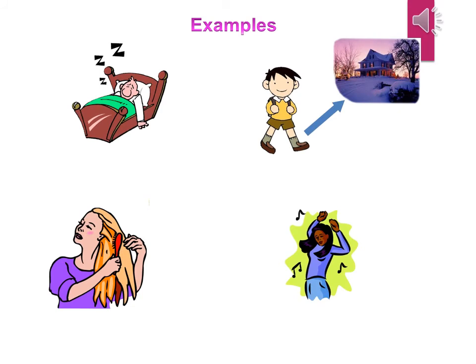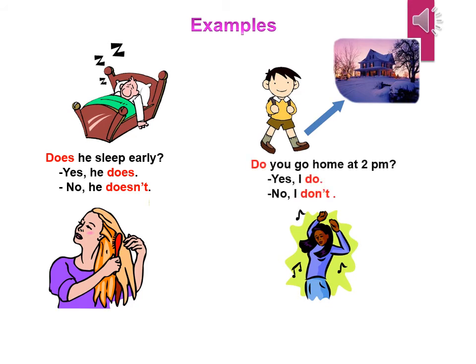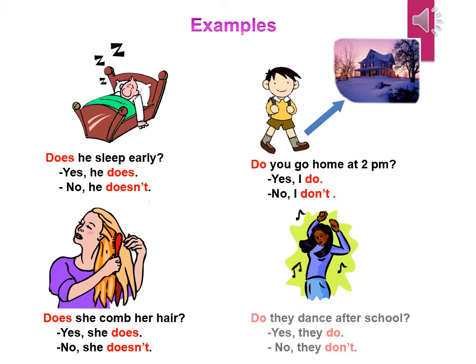Examples with short answers. Does he sleep early? Yes, he does. No, he doesn't. Do you go home at 2 p.m.? Yes, I do. No, I don't. Does she comb her hair? Yes, she does. No, she doesn't. Do they dance after school? Yes, they do. No, they don't.